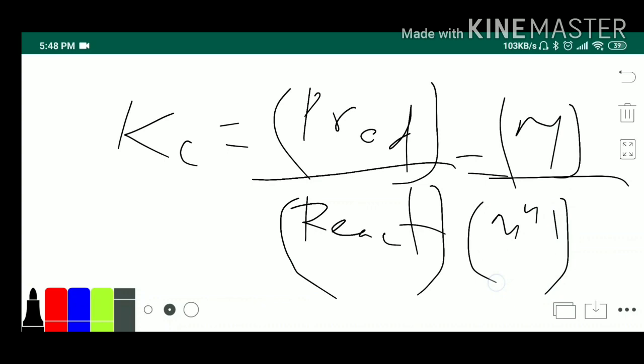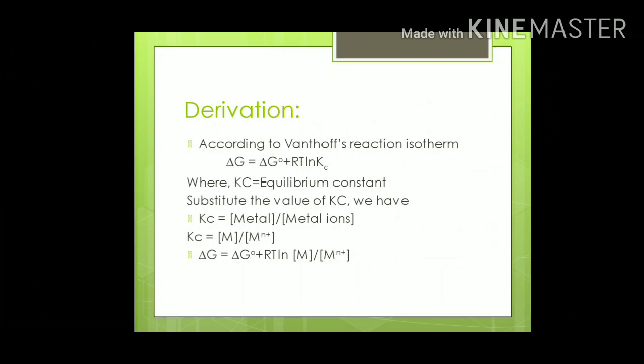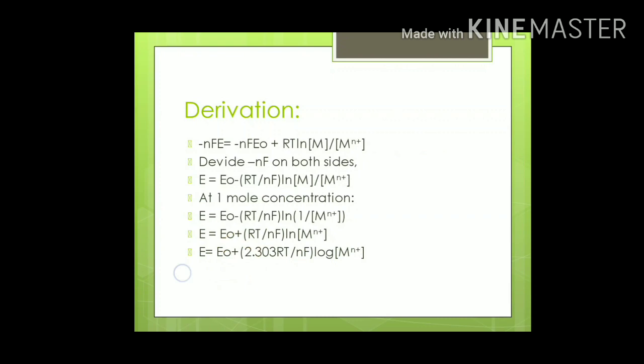This is our Kc equilibrium constant. We got this Kc. Just delta G is equal to delta G naught plus RT ln of Kc. We know the delta G is minus nFE, and delta G naught is minus nFE naught. Just put those values here: minus nFE equals minus nFE naught plus RT ln of [M] by [Mn+].